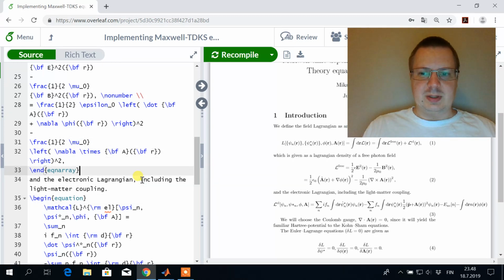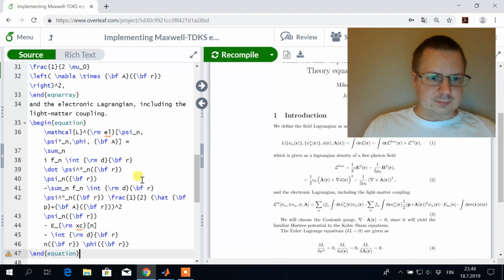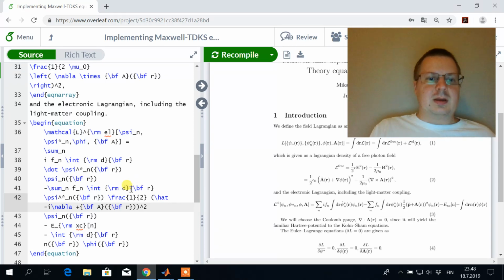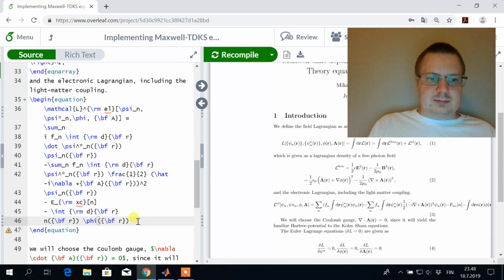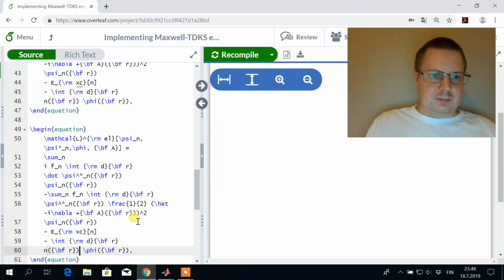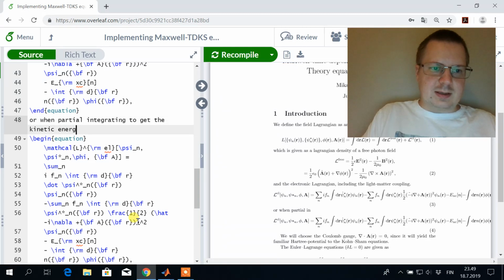So I think it will be a little bit easier. So I will just, the p, it is minus i ∇, and then I need to, when partially integrating, to get the kinetic energy density as an integrand.